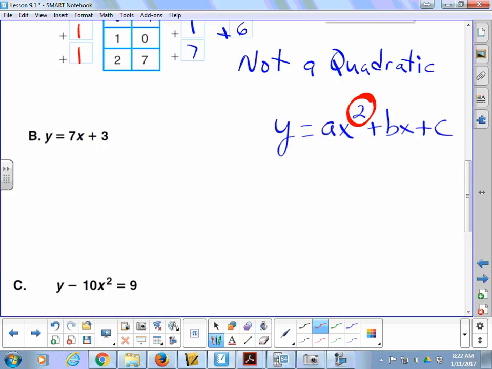So is y equals 7x plus 3 a quadratic? Here there's no x squared term, so it's not a quadratic function.